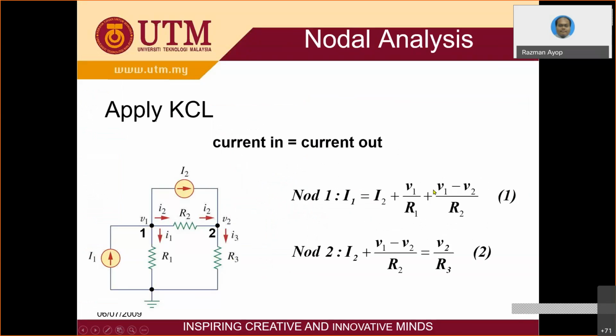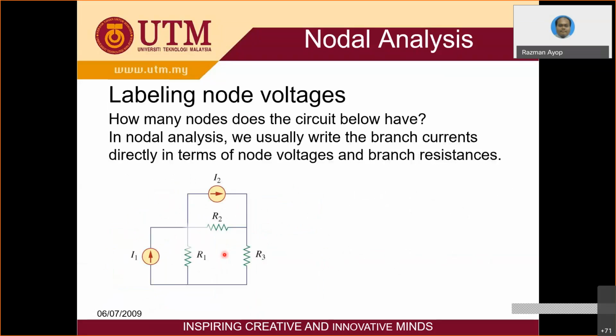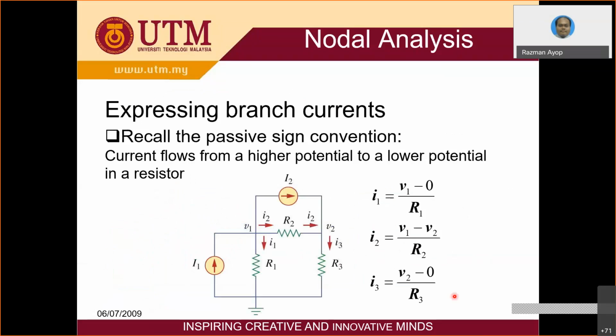So after you do simultaneous equation, you get the voltage here and here. Then after you get the voltage, this is usually the answer. But sometimes the question asks you what is I3, for example. So how to get I3? You use the equation you used before. Because you already have V2, you just insert V2 into the equation, you get I3.